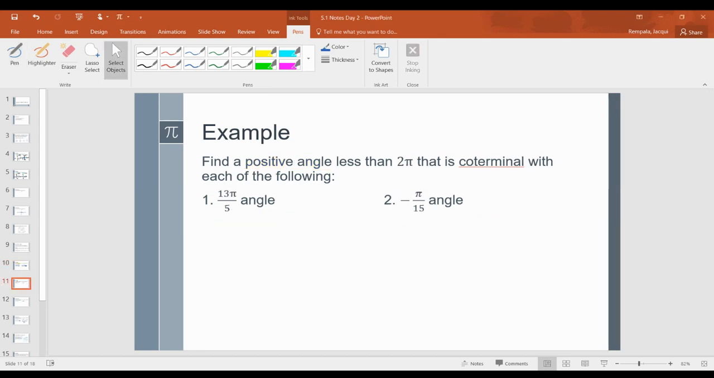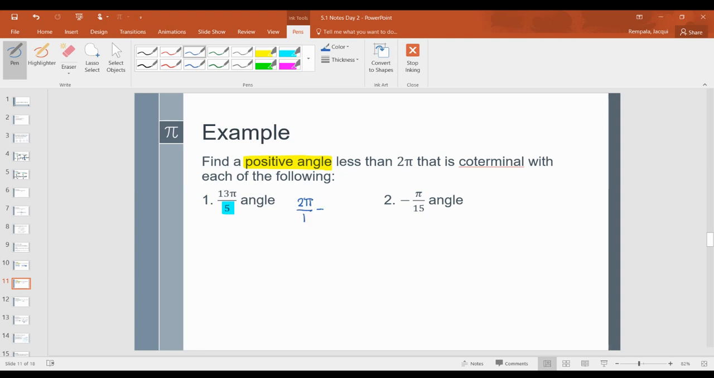So let's do the same thing, but let's look at it in terms of radians. Once again, we want to have a positive angle, but now we're talking radians, so it has to be less than 2 pi. We're going to think about it the same way as we did with the drawing of the angles. I want to look at the denominator of the angle that we're starting with. Because my denominator is 5, I like to do some converting.